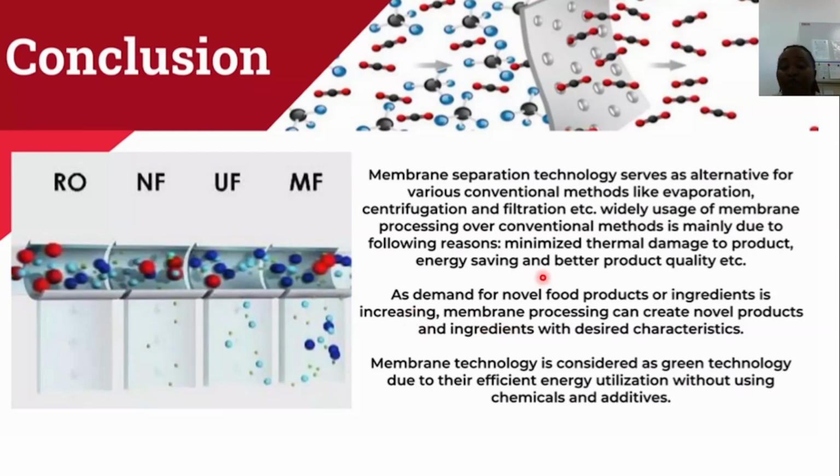As demand for novel food products or ingredients is increasing, membrane processing can create novel products and ingredients with desired characteristics. And finally, membrane technology is considered a green technology. Because we use less energy, and we can use organic substances, and because of efficient energy utilization where we don't need chemicals and any other additives, it's considered a green technology, which is good for our environment.